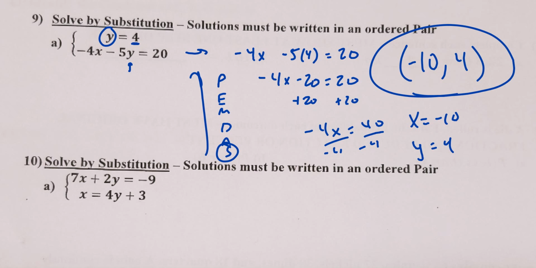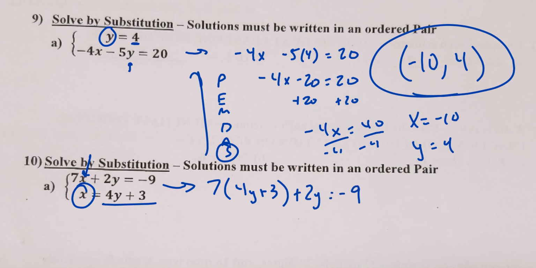Alright, so 10 is the same exact concept. I'm going to look for a letter that's already by itself. X is already by itself, so that means I'm going to put 4y plus 3 in for x. So I'm going to rewrite this 7. Instead of x, I'm going to write 4y plus 3. That's the substitution part. Plus 2y equals negative 9.